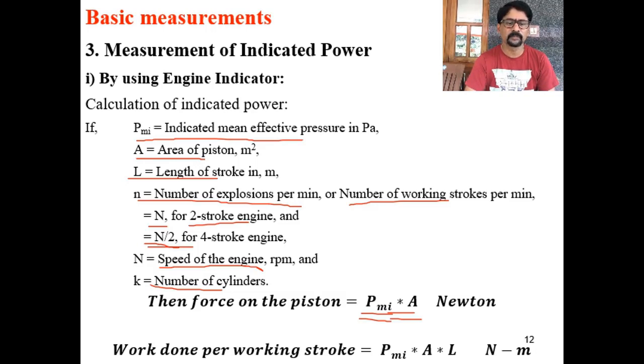Now work done per working stroke is nothing but PMI into A into L. Force into distance is nothing but work done. What is the force? PMI into A is the force. The distance traveled by the piston during the working stroke, or any stroke, is L. So force into distance, PMI into A into L, gives the work done per stroke, in Newton meter. That is the work done per working stroke.